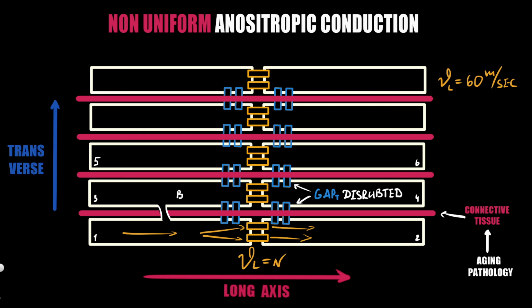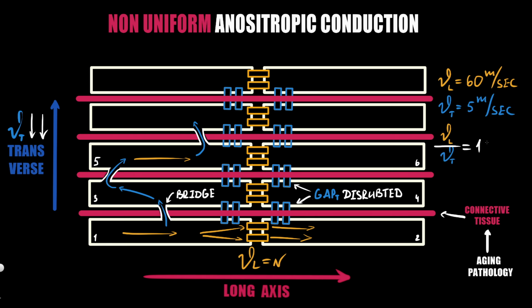When the gap junctions are disrupted, transverse conduction is provided by bridges of myocardium that penetrate the large amount of connective tissue. So here we have an abrupt slowing of transverse conduction, and as a result, the anisotropic ratio increases.